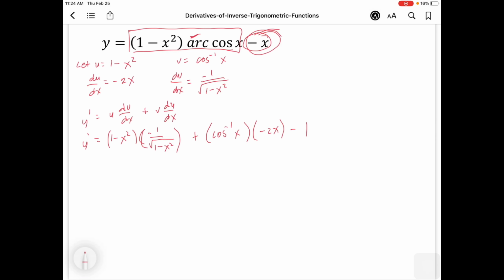So, simplify lang natin. So, magkakaroon tayo ng y prime is equal to negative of 1 minus x squared over square root of 1 minus x squared. Then, ito ay magiging negative. So, magkakaroon tayo dito ng negative times, positive times negative is negative 2x arc cosine x minus 1. This will be the answer.